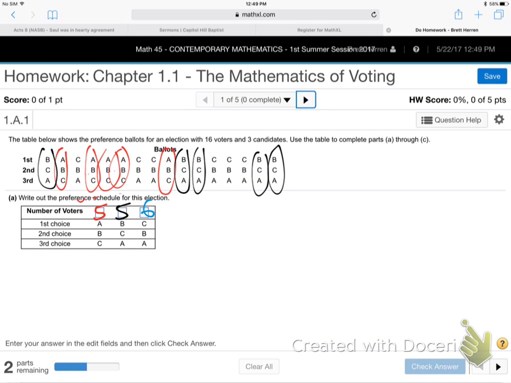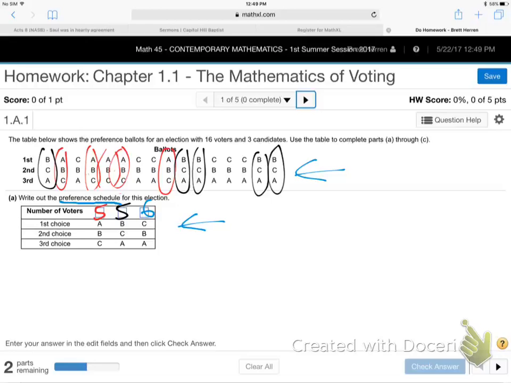So that's the first thing they want you to do. They want you to turn all these ballots into this. This is called a preference schedule. In other words, it's what the people's preferences are listed as a schedule. In other words, 5 voters like A best, followed by B, followed by C. 5 like B best, followed by C, followed by A. And 6 like C, followed by B, followed by A. That's called a preference schedule. It comes from the individual ballots.